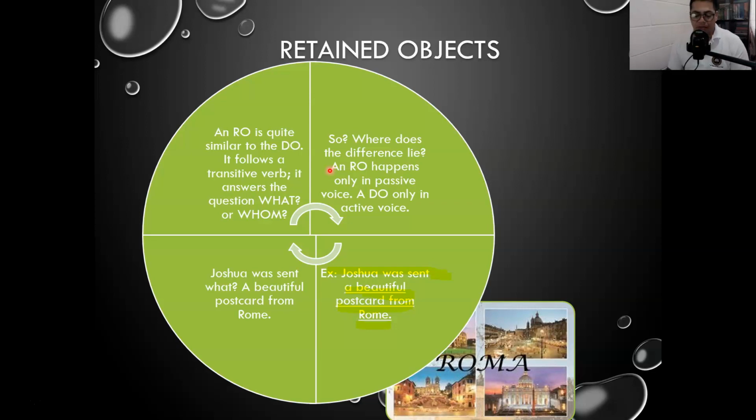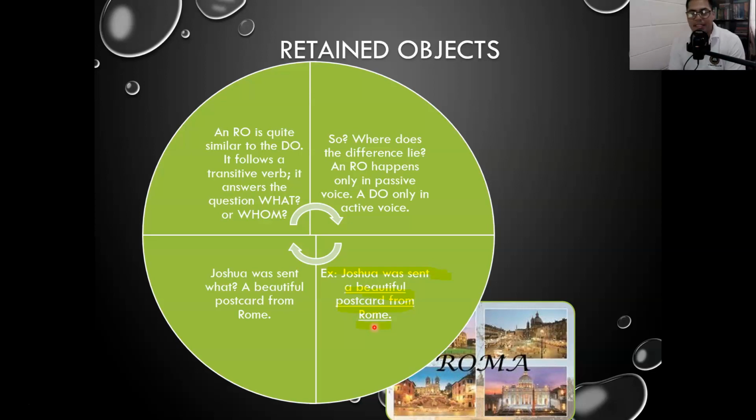So just remember, if it's in passive voice and you have an object, that object is going to be classified not as a direct object, but as a retained object. Check this example. Joshua was sent a beautiful postcard from Rome. Okay, Joshua was sent, here is the verb, right? Joshua was sent what? A beautiful postcard from Rome. So that is the retained object.